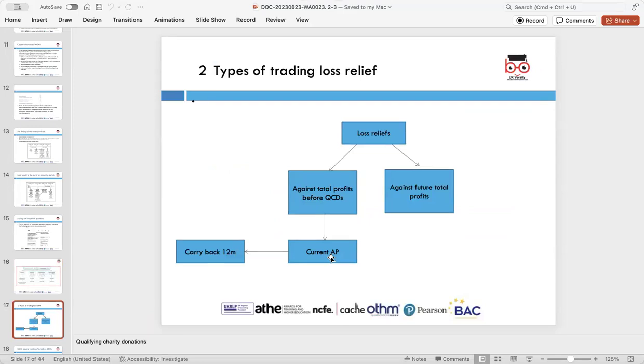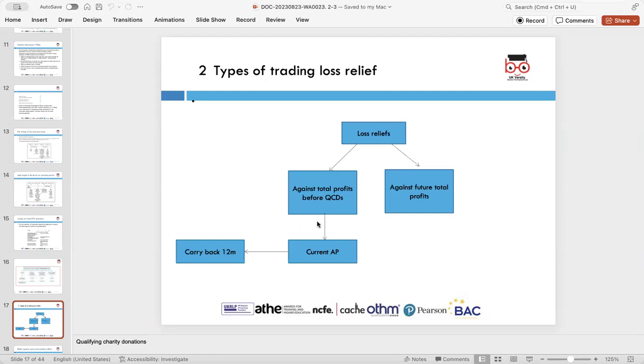Okay, so types of trading loss relief: loss relief against total profit before QCD, against future total profit, current AP and carry back 12 months. Loss relief against total profit before QCD: when a business incurs losses in a particular accounting period, it can sometimes use those losses to reduce its total profit for tax purposes, before taking into account qualifying charitable donations or QCDs. This means that if a business has made losses in 1 year, it can offset those losses against the profit in other years, reducing its overall tax liability.